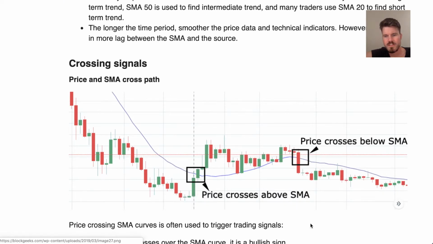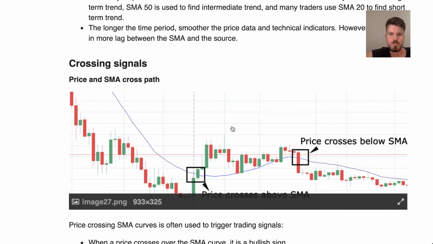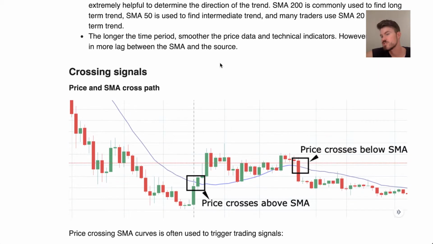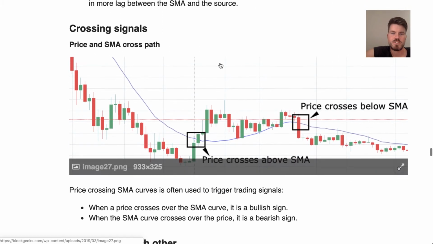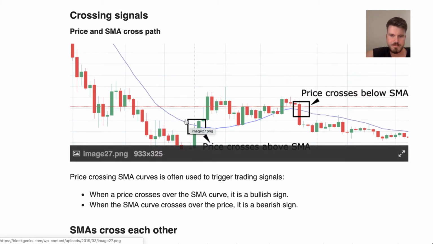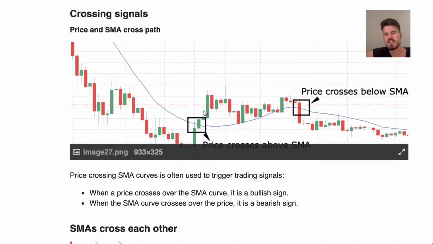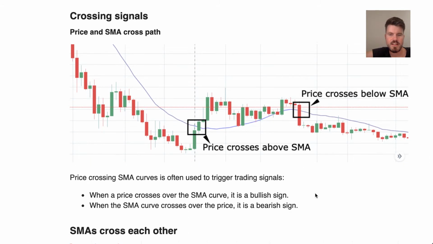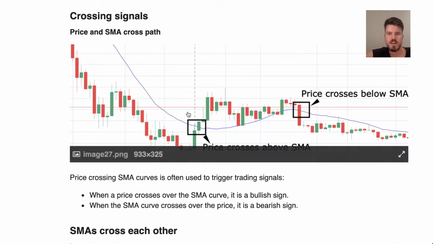One thing that's very important is using different simple moving averages at the same time. You would use maybe the 20, the 50, the 100, or the 200 simple moving average at the same time, and you would look for crossovers. You can also look at crossovers just with the price. First, we'll look at that. When the price crosses above the simple moving average, that is a very bullish signal. And when the price crosses down underneath the simple moving average, that is a bearish signal.